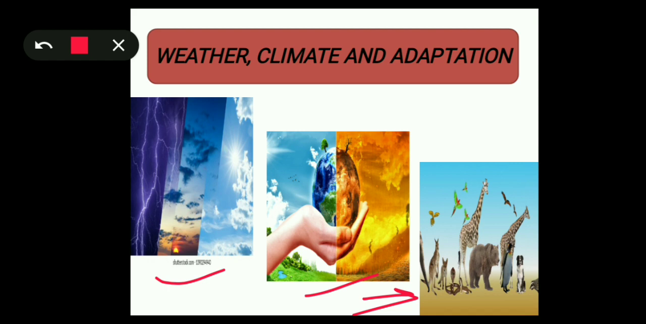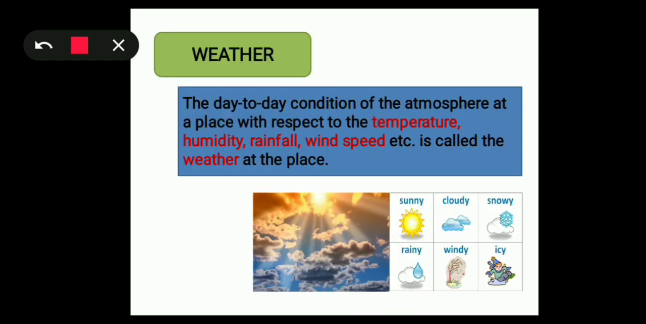So at first we will learn about weather. All of you know that a lot of our daily activities are planned according to the weather, right? If the weather is nice, then we will go out. If it is raining, then we carry an umbrella. If it is sunny, then we will wear light clothes, right? So our activities depend on the weather. So what do you mean by weather?